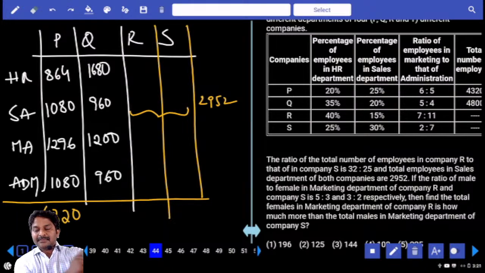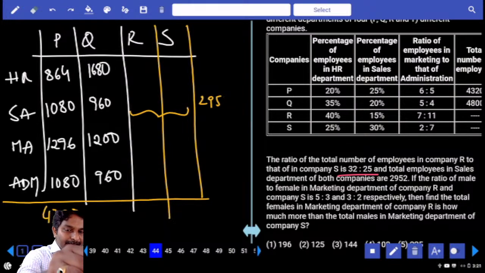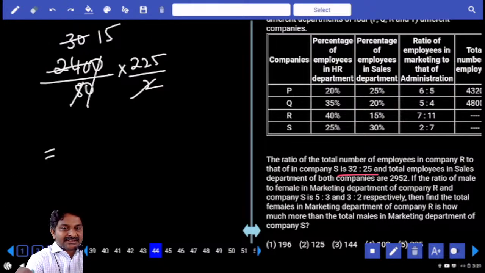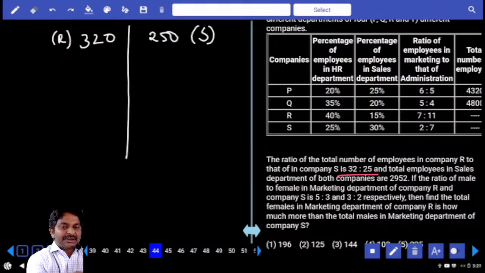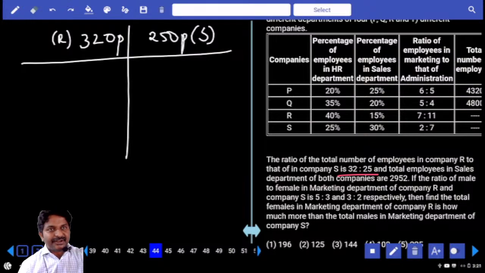Okay, right. So now they said total employees are in the ratio 32 and then 25. Now I will write like this. 32, I'll write 320 and then 25, I'll write 250. They are in company R and then company S together. Ratio is mentioned, I am taking in terms of number of parts. 320 parts and then 250 parts.